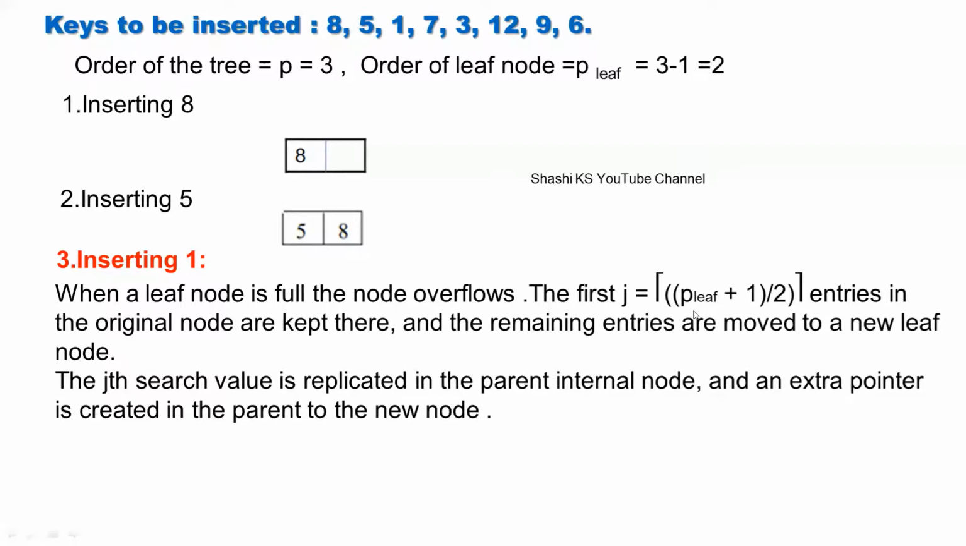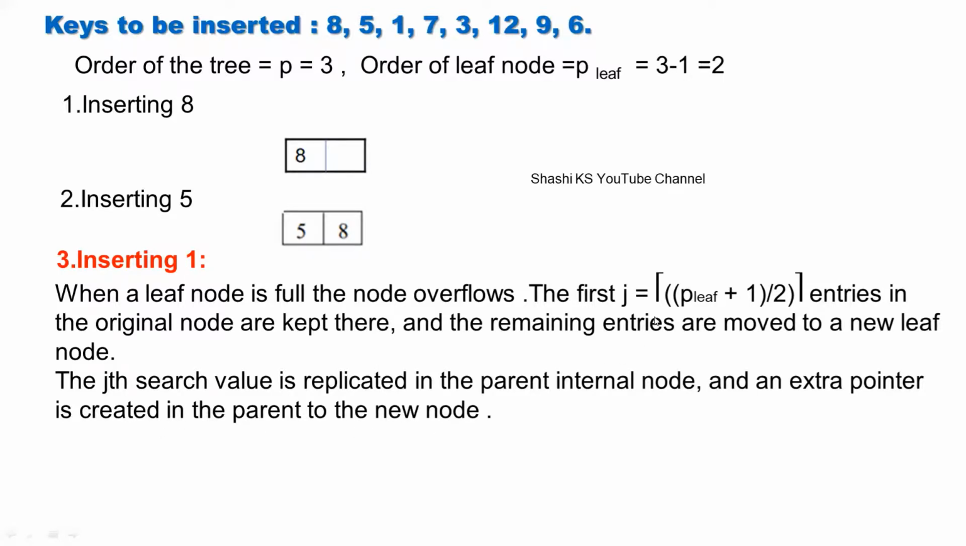So the first 2 entries have to be kept in the original node, and the remaining entries have to be moved to a new leaf node. When I sort in ascending order, I get 1, 5 and 8. The first 2 entries are 1 and 5. 1 and 5 have to be kept in the original node, and 8 has to be moved to a new node. And the jth search value is replicated in the parent internal node, and an extra pointer is created in the parent to the new node.